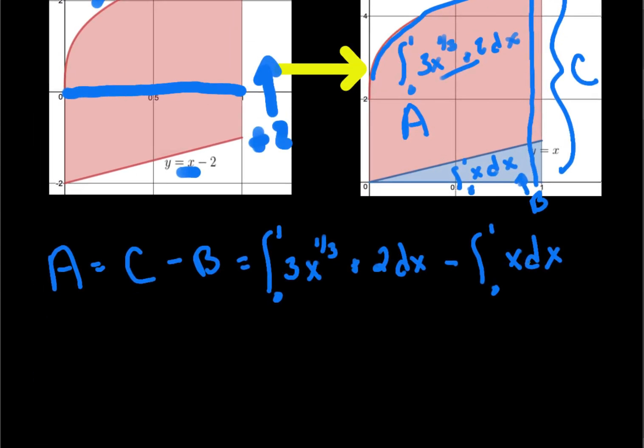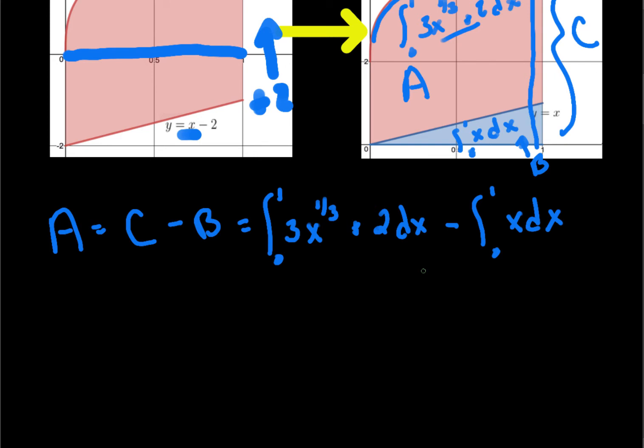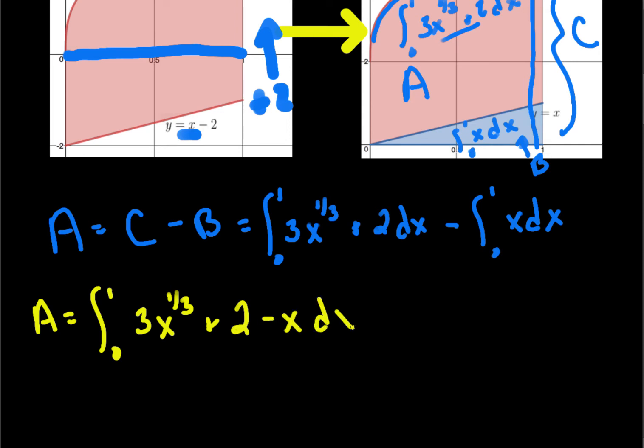Okay, so let's work this out. So what do we end up getting? First off, I've got the same bounds of integration, 0 to 1, 0 to 1, so I can combine these two integrals. So A is equal to the integral 0 to 1 of 3x to the 1/3 plus 2 minus x dx. Or I'm going to write it another way so that we could see what actually happened here. This is 0 to 1 of 3x to the 1/3 minus x minus 2 dx.